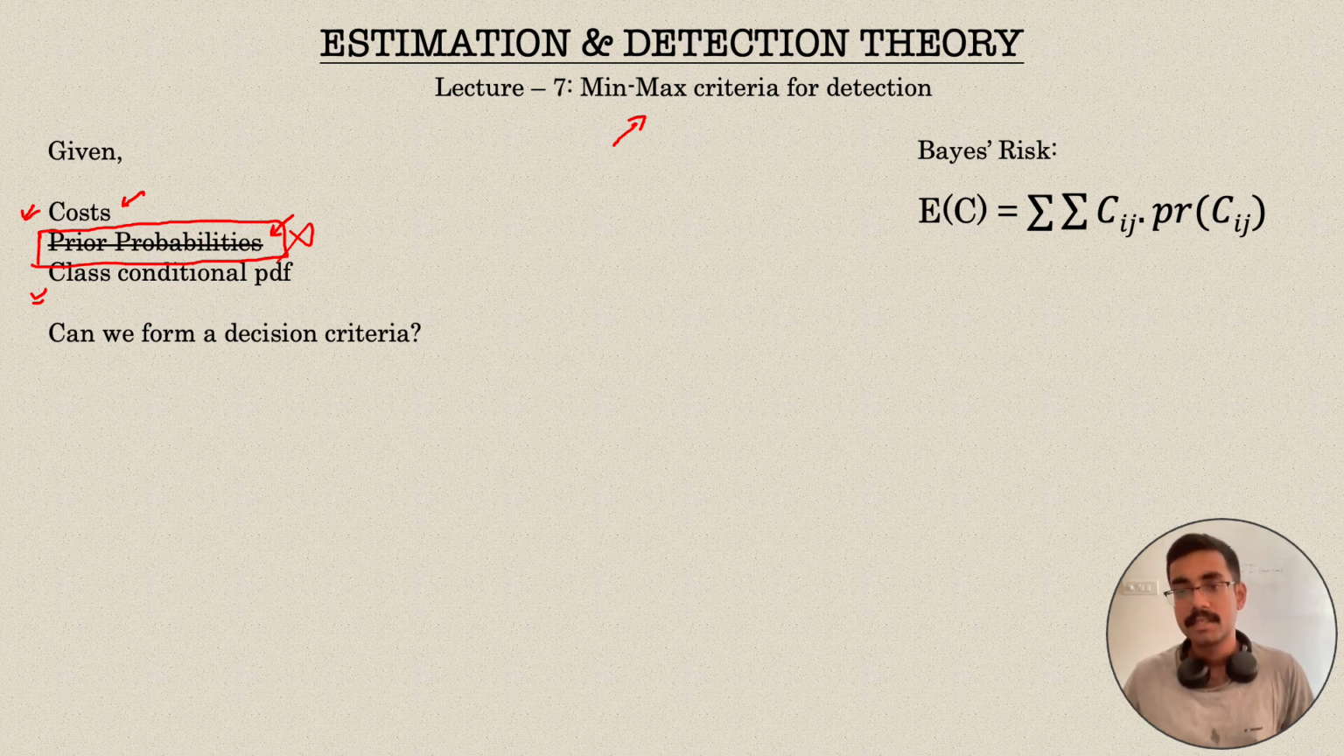Under various circumstances, when we have the luxury of more information about a particular situation, or we have a little less information, or very little information, accordingly we are making the best detector. Because now we are studying detection theory, it's all about detection. So given the costs and the class conditional PDF, is it possible that we can have a decision criteria? The answer is yes. How? This is what we shall be looking into in this lecture.